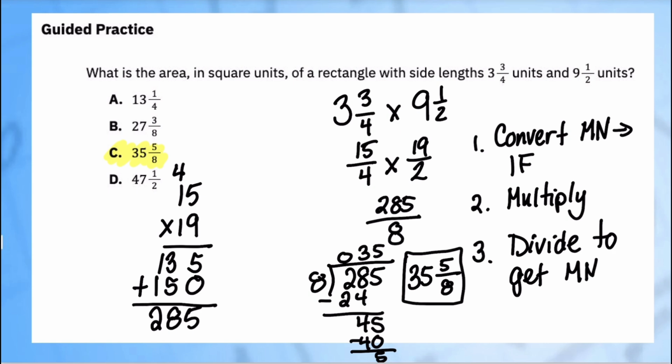All right, so I hope you found this super helpful. In this lesson, we're going to do a lot of stuff with finding area with fractional edges, or it could be mixed numbers that have fractions in them. So have some practice. Make sure you're showing all your work and giving yourself space to calculate.